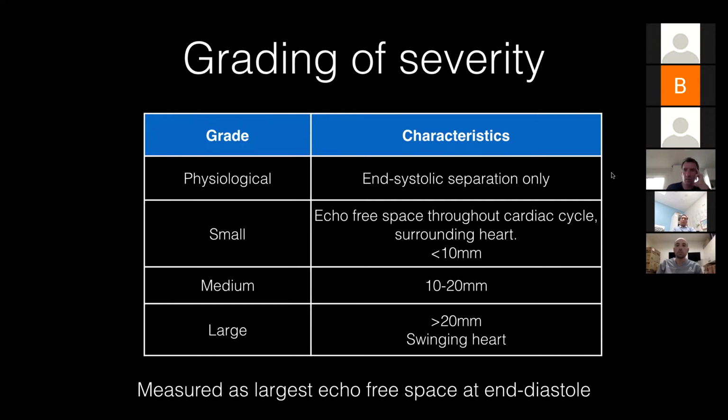And here's how we can grade our severity. So we're measuring the largest echo-free space at end diastole, and that's really important when you're trying to compare them. Small, less than 10 millimeters; medium, 10 to 20; large, greater than 20, and/or a swinging heart. Okay, so that's how we classify them.